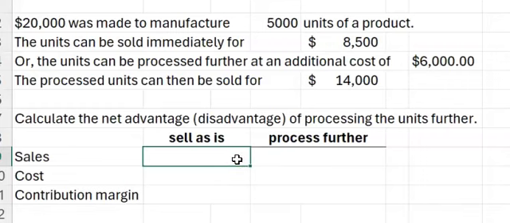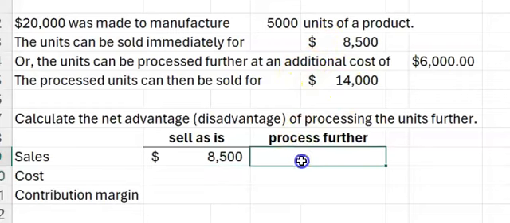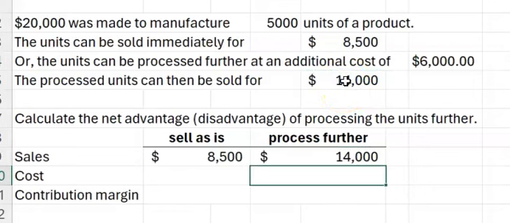So if we sell it as is, we can get $8,500. If we process them further, we can sell it for $14,000. The cost of selling as is, there's no cost, because this $20,000 is a sunk cost. We've already incurred that. That doesn't affect our decision to sell it then or to process it further. We're just looking at the cash flows that are going to happen from this point on after we've already made these 5,000 units. So the only costs we have to consider are the costs to process further.